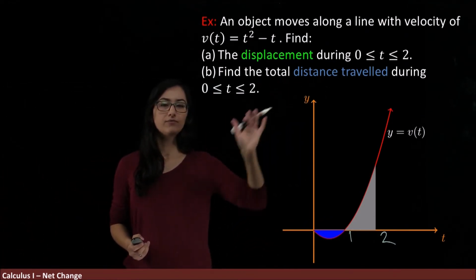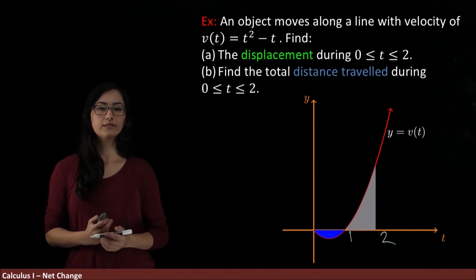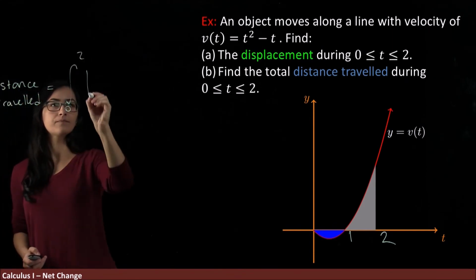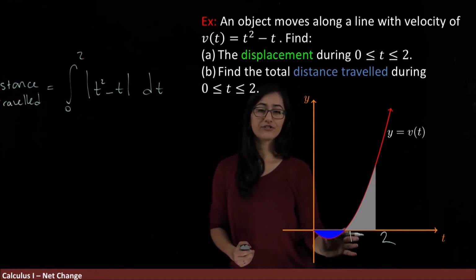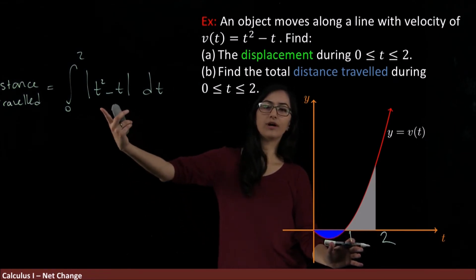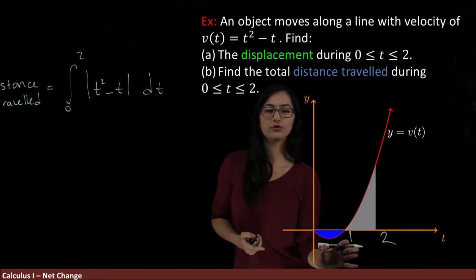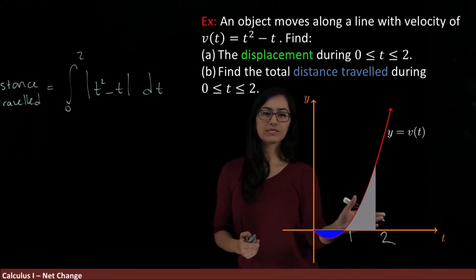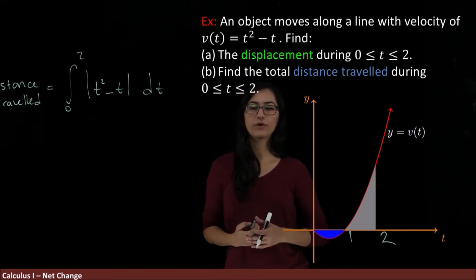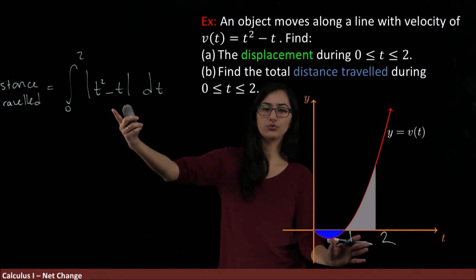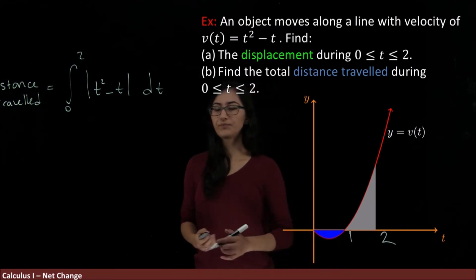So for part B, if we want to find the distance traveled, we're going to take the integral of the absolute value of t squared minus t. But we realize that from 0 to 1, this function is getting negative values, right? So the absolute value of t squared minus t is going to equal t minus t squared in this interval. And from 1 to 2, since it's getting positive values, we can just take out the absolute values. It's just going to equal t squared minus t. So I'm going to divide this into two integrals. First, I'm going to integrate from 0 to 1, and then from 1 to 2.